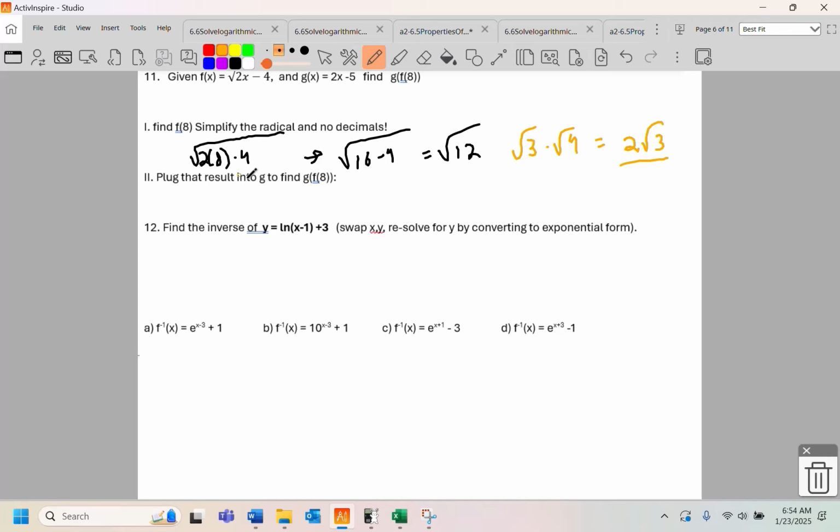Now it says plug that result into g to find the actual question, g of f of 8. So here's g. A 2 is encountered. I'm going to plug my result, 2 root 3, in, and then I have a minus 5. And then I just multiply, and I get 4 root 3 minus 5. So like that's not hard. That's a skill I think everybody should be able to do, except for a handful, because God bless them.